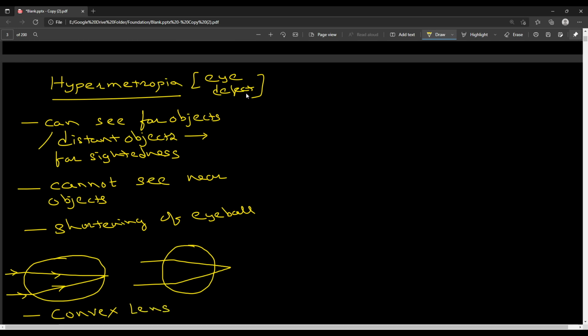Now there is another case, completely opposite to this, which is called myopia. In case of hypermetropia, we can see far objects. In case of myopia, we can see near objects. It is also called nearsightedness or near sight.